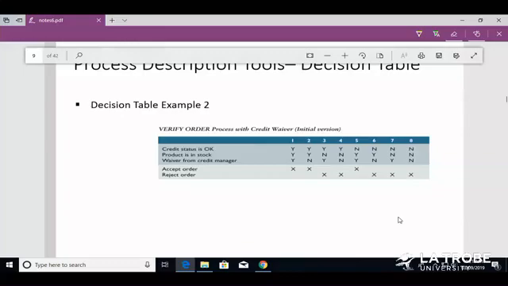What do we need to do next? As a second step, what do you think, guys? Simplify the decision table. All right, simplify the decision table means we need to combine those rules that are sharing the same outcome. All right, so what do you think now? Which rules can we combine together?